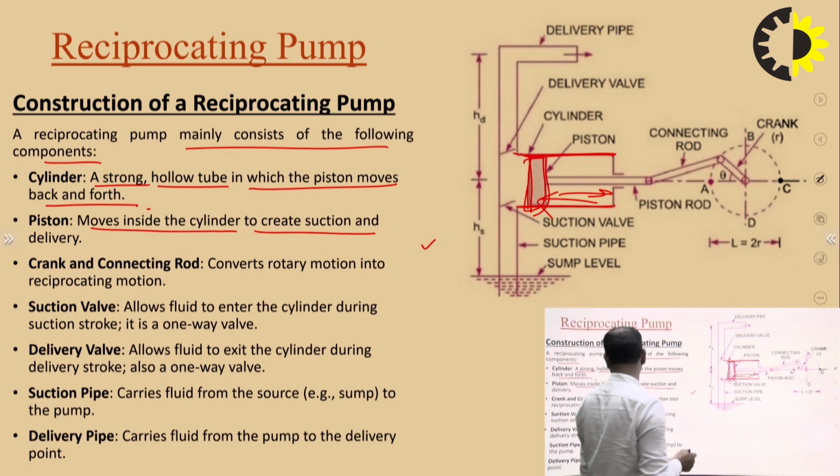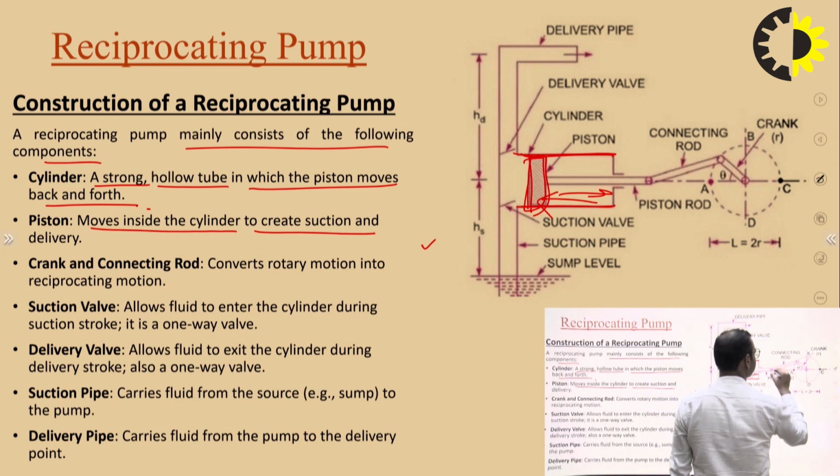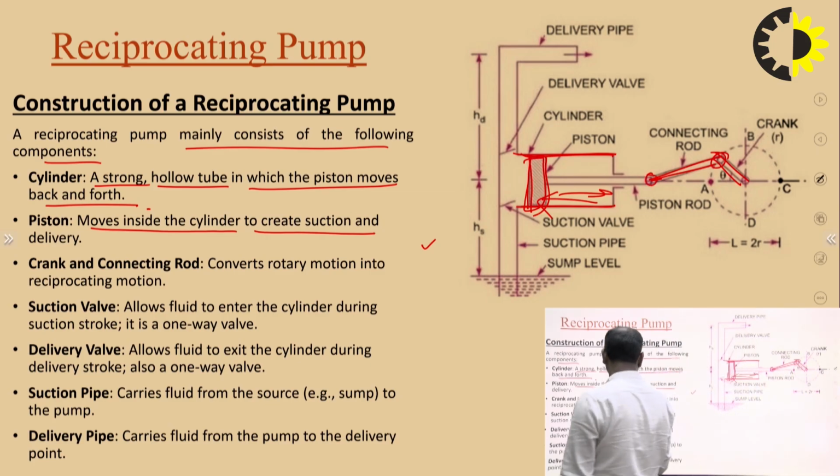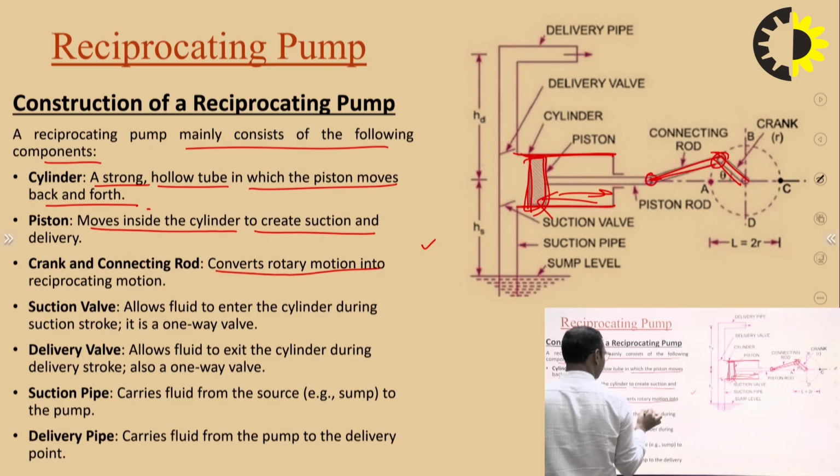Then the third one is the crank and connecting rod. This is the connecting rod and this one is the crank. It converts rotary motion of the piston into the reciprocating motion of the crankshaft.